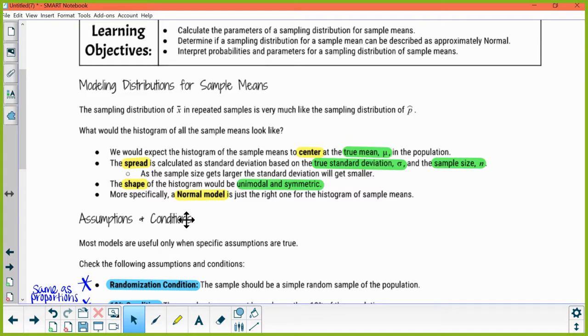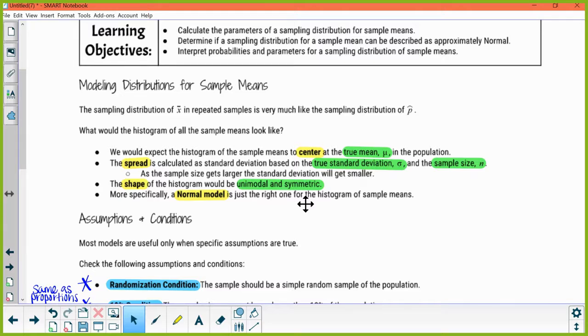Spread is calculated a little bit differently. It's going to be based on the true standard deviation and the sample size. So they will give you a standard deviation value. However, it's not what you will use directly for calculating a probability. You have to do a little bit to it. You have to use sample size to get the correct value. And again, as the sample size gets larger, the standard deviation is going to get smaller.